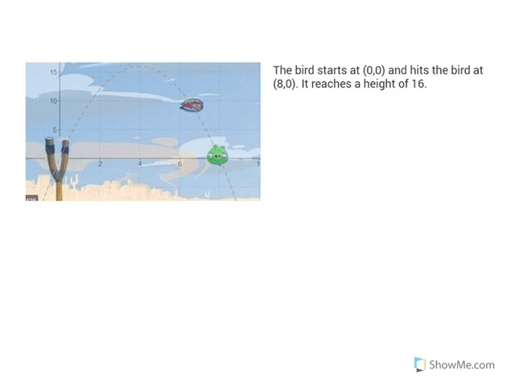So here's our first example. You can see our graph here. It says the bird starts at 0, 0, that's where it's launched, and hits the bird at 8, 0. It also reaches a height of 16. So to help us get started, we're going to be using the vertex form of a quadratic to help us.